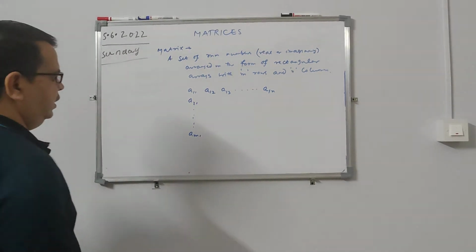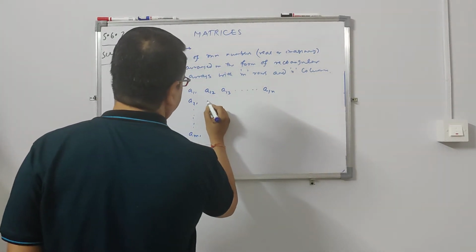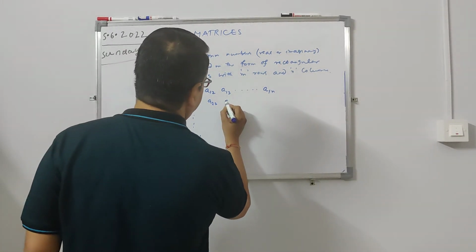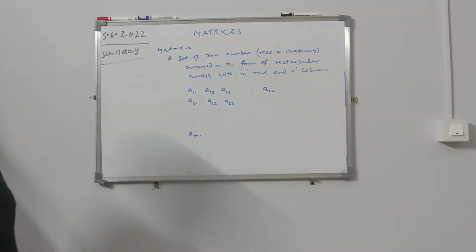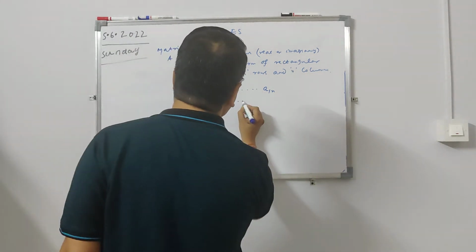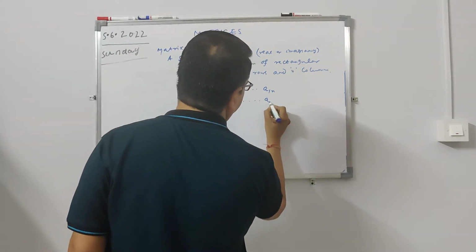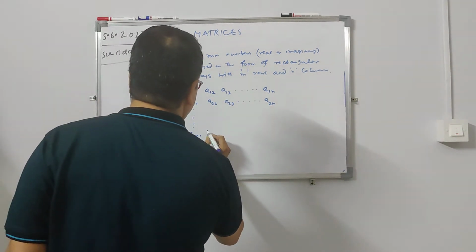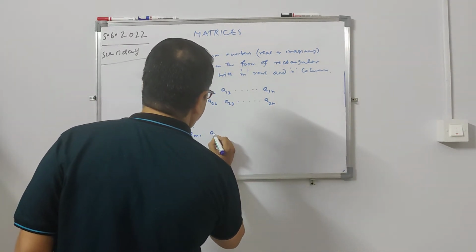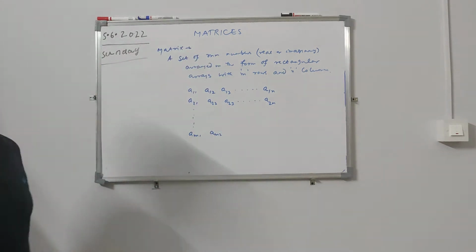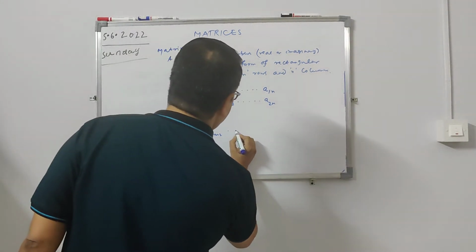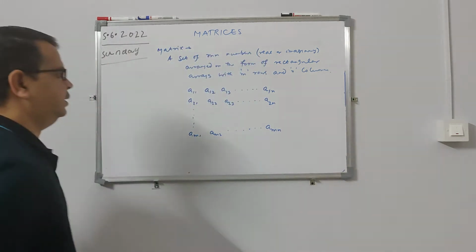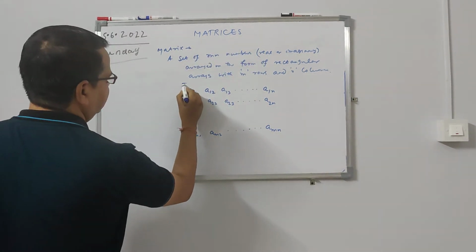Like this, it will become second row, second column, that means a22. Then this will become a23, and go like this and become a2n, okay? And here it will become am2, the second column. Then it will go like this and end up with amn. Okay, so this is your matrix.